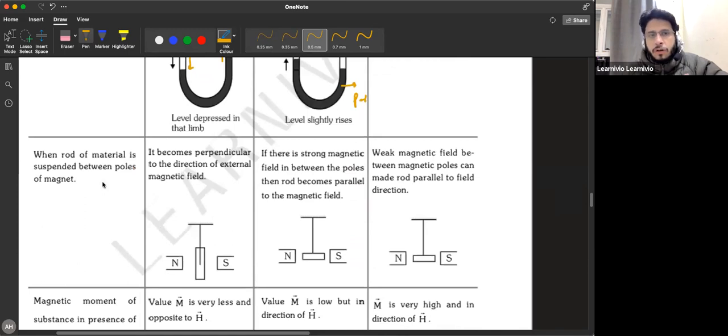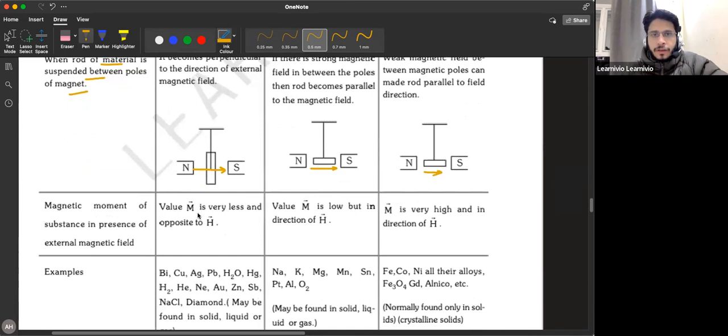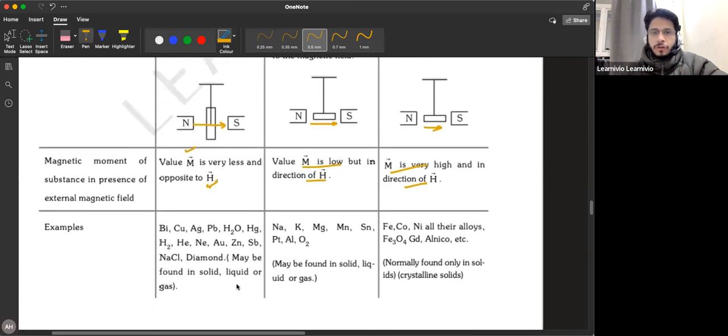Similarly here, if you take a rod of some diamagnetic material, you place that rod in a magnetic field, the rod will align itself perpendicular to the magnetic field. But if you take a rod of paramagnetic material, it will align itself in the direction of field, which shows attraction. Here also it gets aligned in the direction of field, which shows attraction. M is magnetization, H is the external field. For diamagnetic, M is very less and opposite to H, means it gets magnetized in a direction opposite to that of field. Here M is low, but in the direction of H. For ferromagnetic, M is very high in the direction of H. Both get attracted. These are a few examples of diamagnetic, paramagnetic, and ferromagnetic.